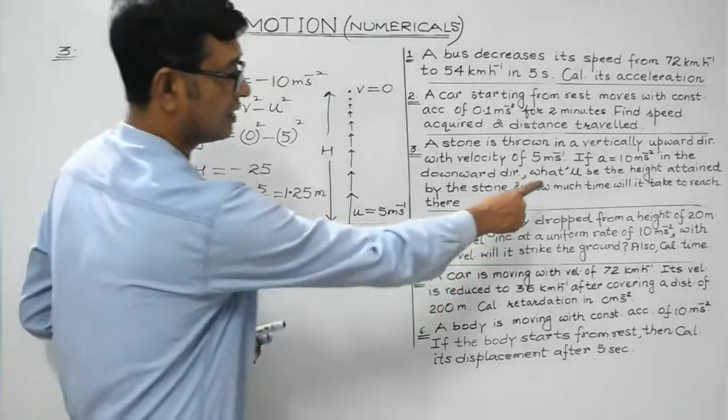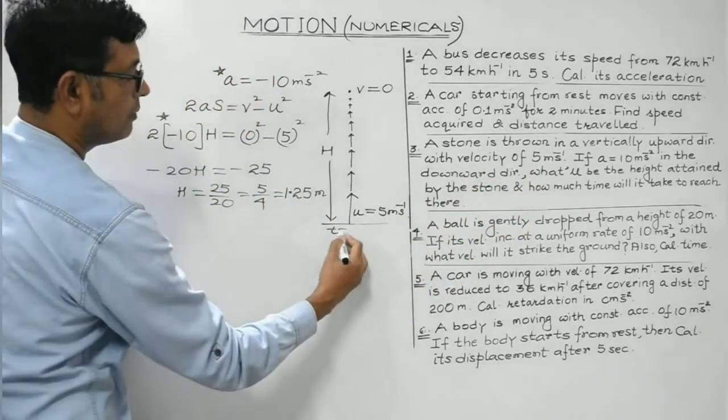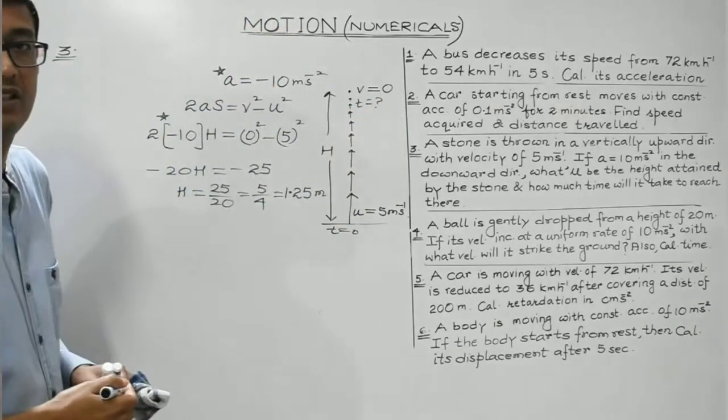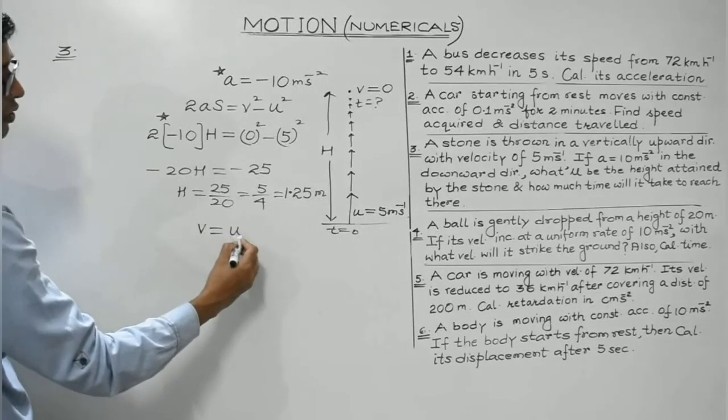Let's discuss the second part. How much time will it take to reach there? This is the initial time. So what is the time in which the stone will reach the highest point? So for that, what do you use? We can make use of this first equation of motion, v is equal to u plus at.